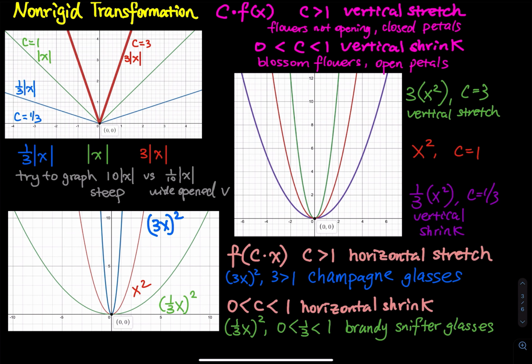And then when c is between 0 and 1, there is a vertical shrink. So the one where c is 1/3, 1/3 is between 0 and 1. I will just picture that as brandy snifter glasses versus champagne glasses. If you don't know what brandy snifter glasses look like, look it up on Google.